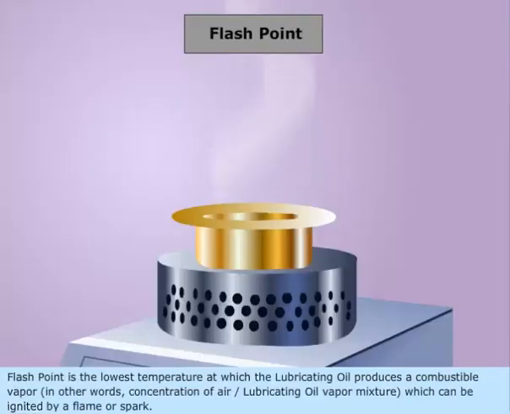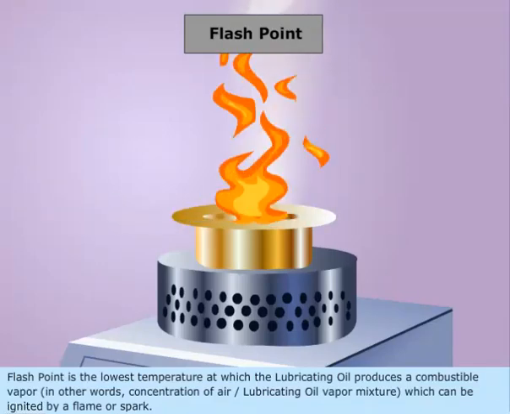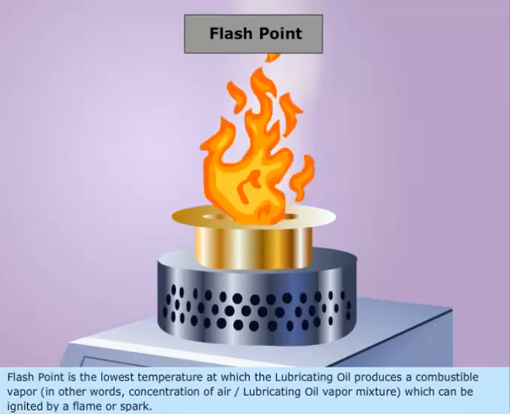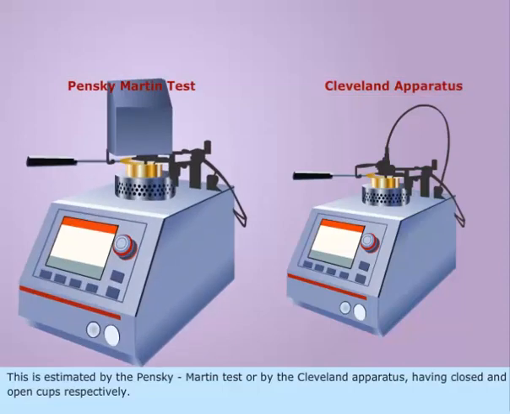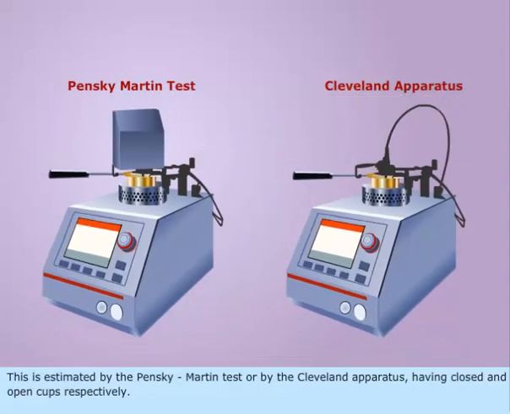Flash point is the lowest temperature at which the lubricating oil produces a combustible vapor. In other words, it is the concentration of air to lubricating oil vapor mixture which can be ignited by a flame or spark. This is estimated by the Pensky-Martens test or by the Cleveland apparatus, having closed and open cups respectively.